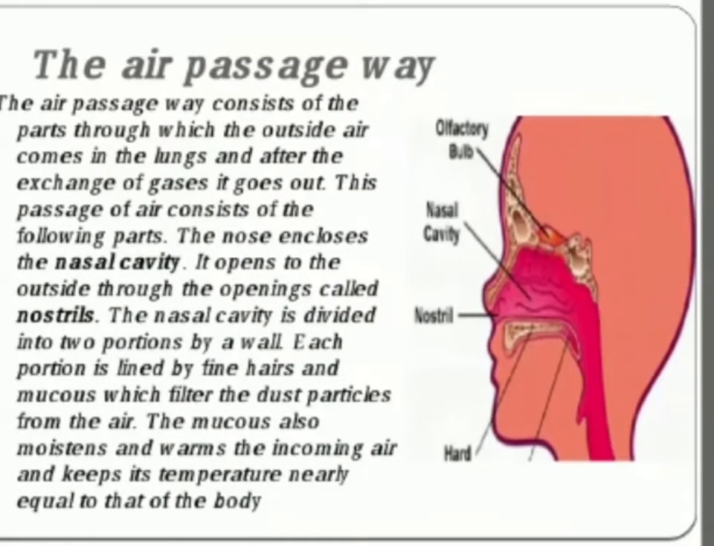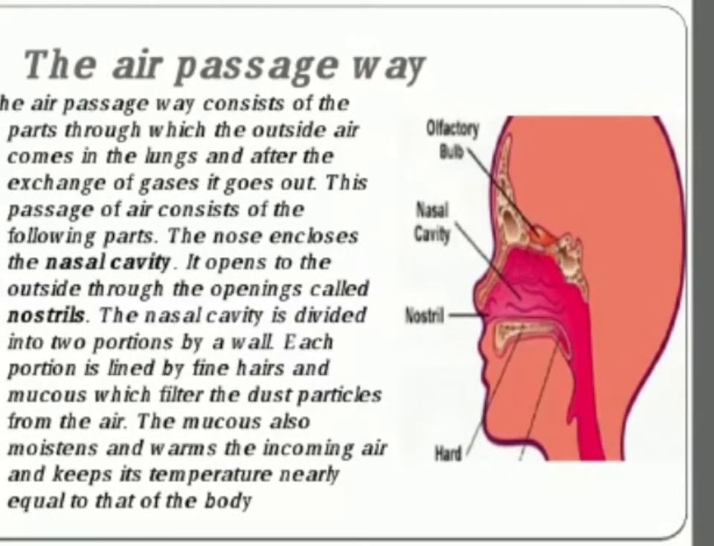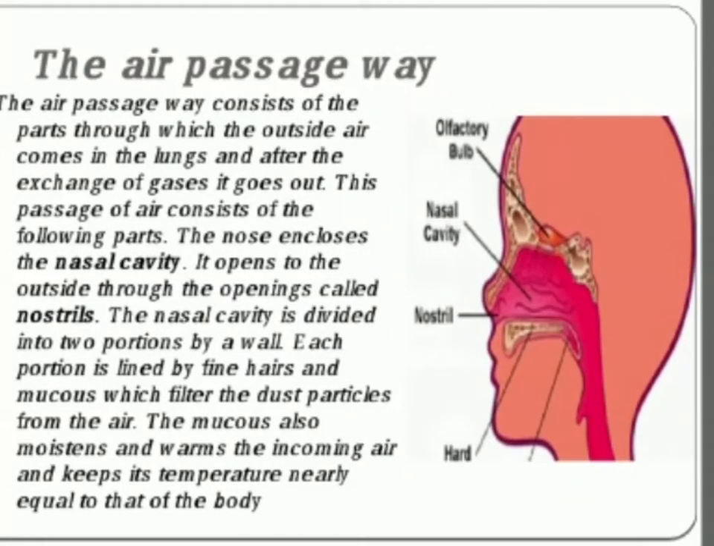The air passageway consists of the part through which the outside air comes in the lungs, and after the exchange of gases it goes out. This passage of air consists of the following parts, just like as shown in diagrams.